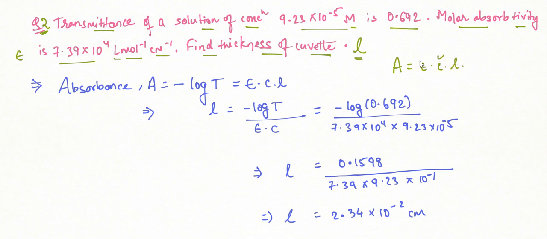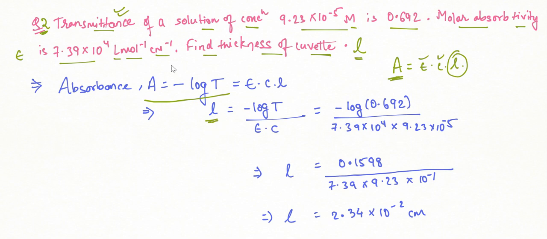C is given, concentration, epsilon is also given, we just have to find the length. But A is not given directly. The transmittance value is given. But we also have this equation, A is equal to minus log of T. So we are just going to equate this with epsilon C multiplied by L, and we are just going to find out the value of L like this.